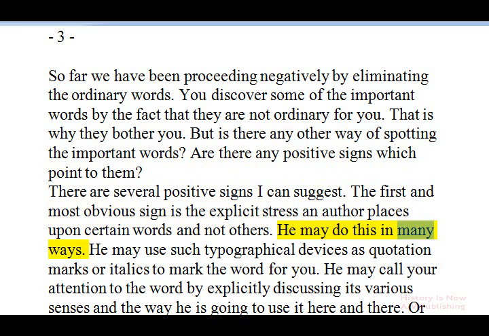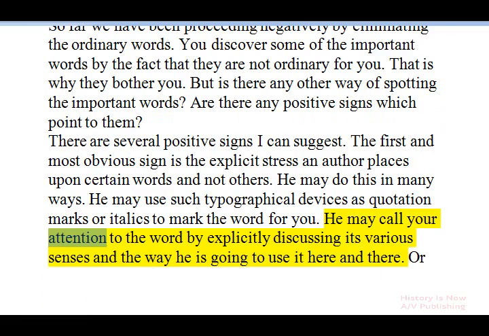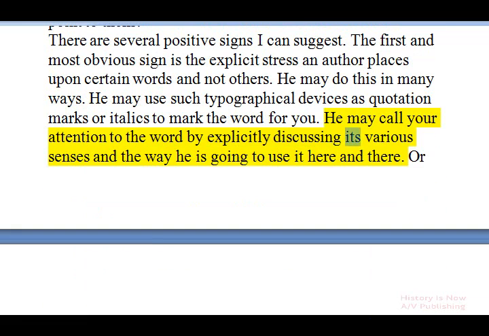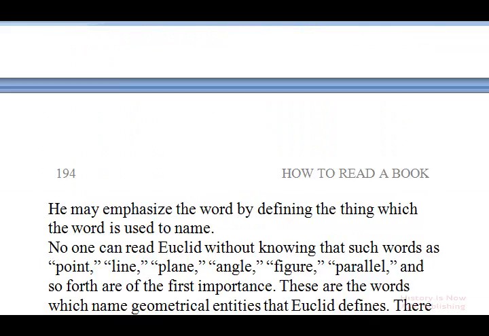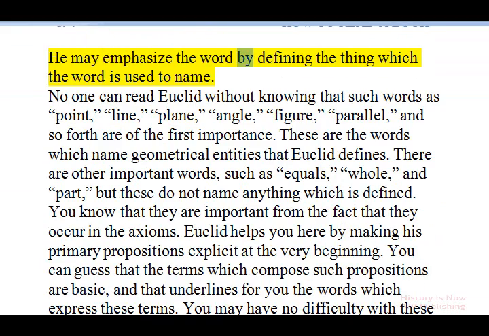He may do this in many ways. He may use such typographical devices as quotation marks or italics to mark the word for you. He may call your attention to the word by explicitly discussing its various senses and the way he's going to use it here and there. Or, he may emphasize the word by defining the thing which the word is used to name.